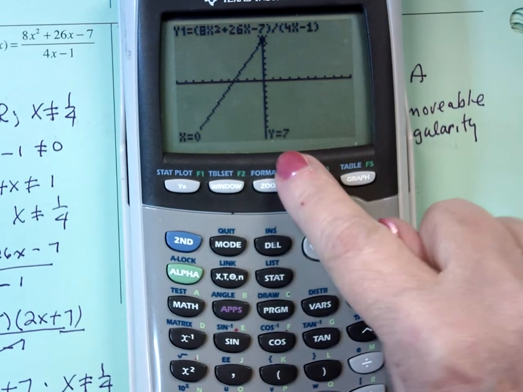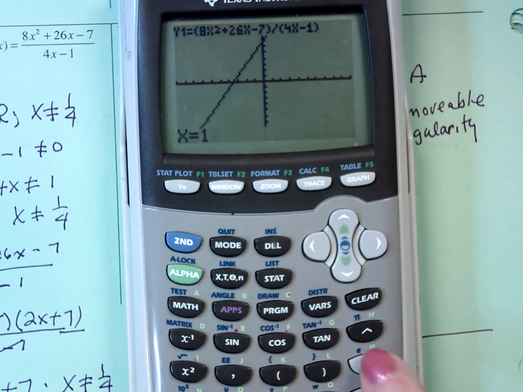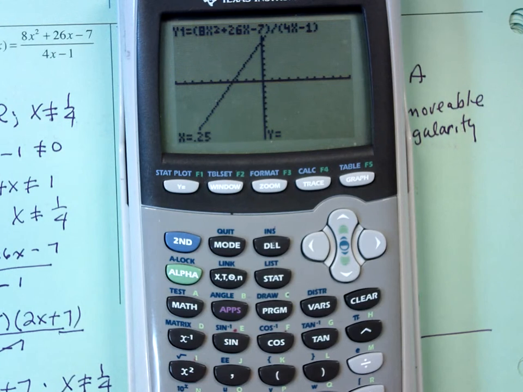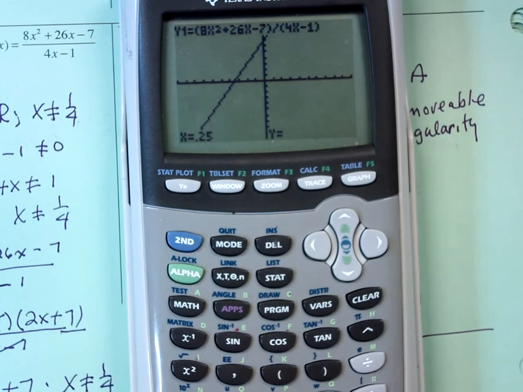Now, if I were to hit trace, and this is another way you can tell, I'm going to type in 1/4 that I think my VA is. I'm going to put x equal 1/4. Notice, what do you see for y? Nothing. That's because there's a hole in the graph right at that point. There's no y value there. There's just a hole. For those of you taking calculus, you're going to run into that much more frequently there than you will here.